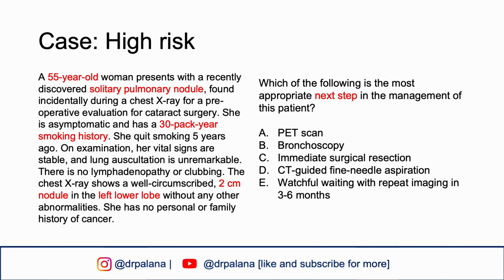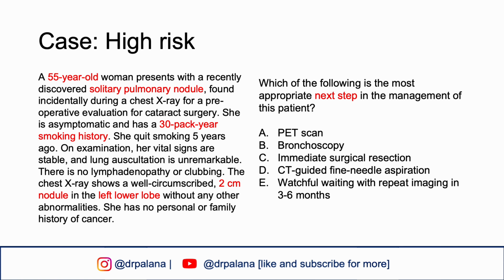A CT scan is often the next step after a plain radiograph for better characterization of the nodule. However, since the nodule is already known to be 2 centimeters in size, further imaging may not add significant information in this case. For nodules with a high risk of malignancy, obtaining a tissue diagnosis is crucial. CT-guided fine needle aspiration is a minimally invasive procedure that can provide a definitive diagnosis and guide further management.